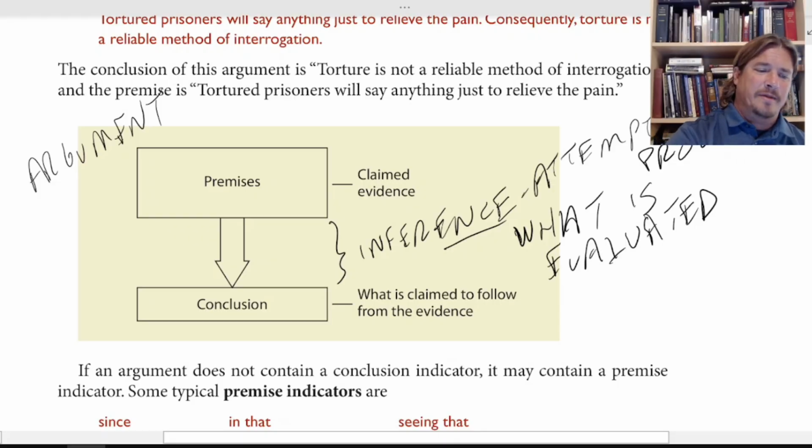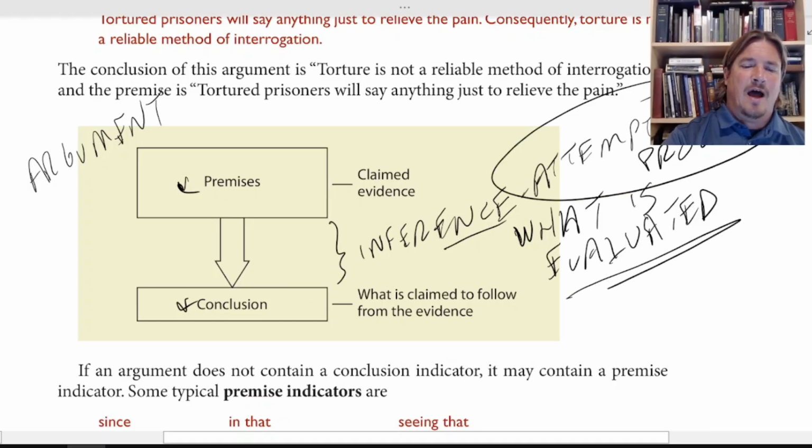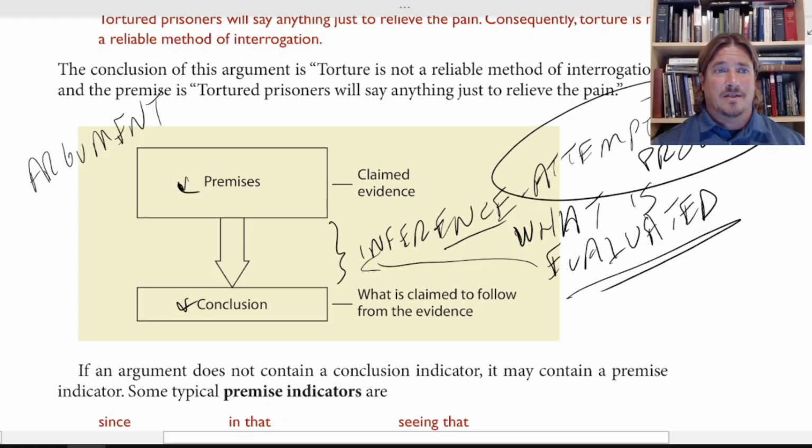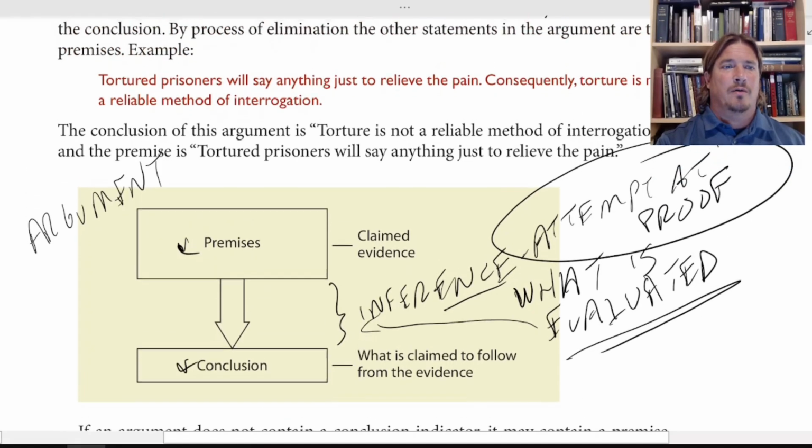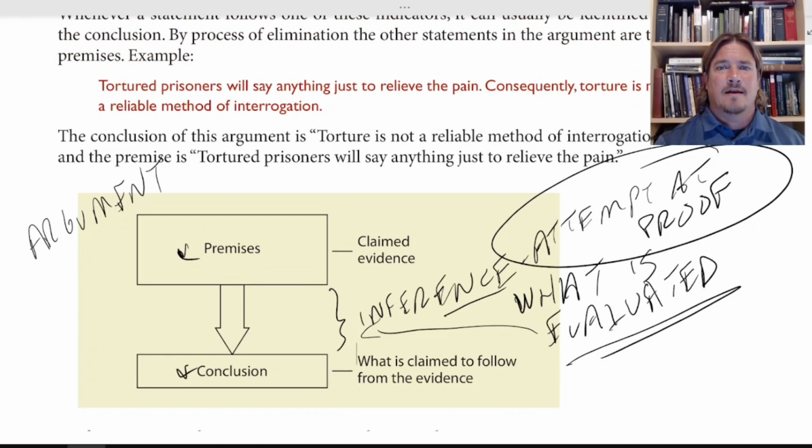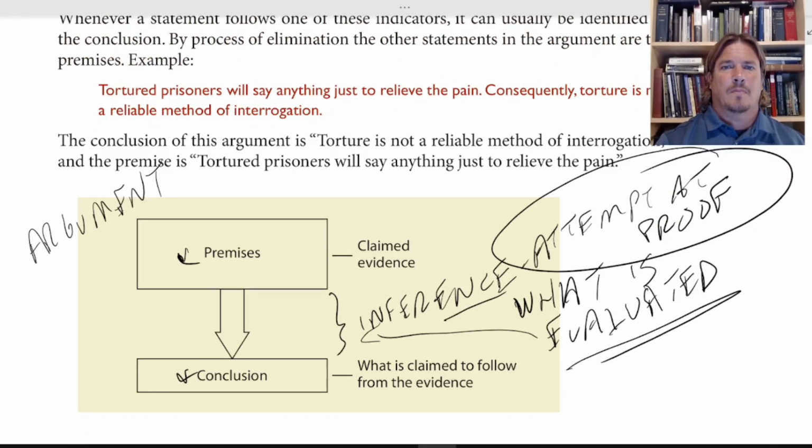An argument always has premises and a conclusion and an attempt at proof. And what's evaluated is this logical inference, that attempt to reach the conclusion by the premises. Okay, so make sure that you're following along with that. That's a really important concept.